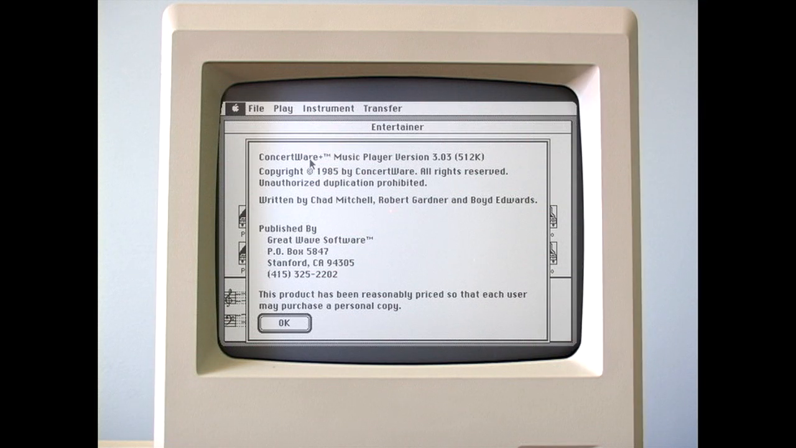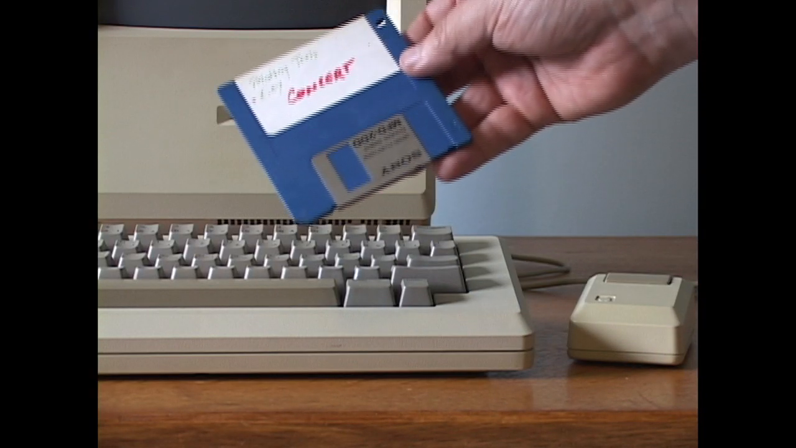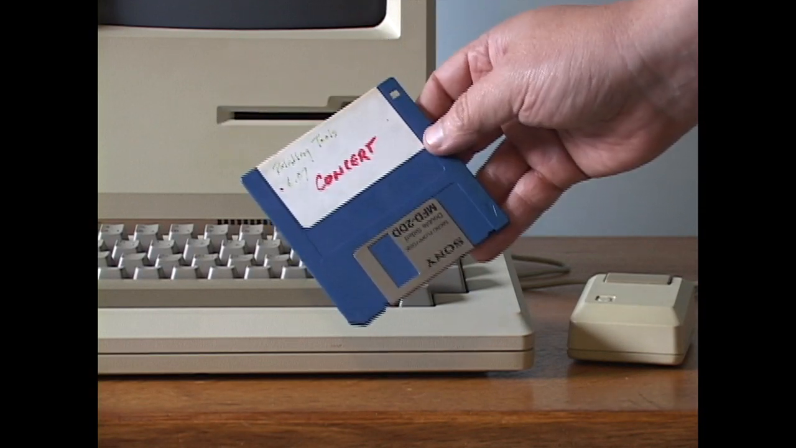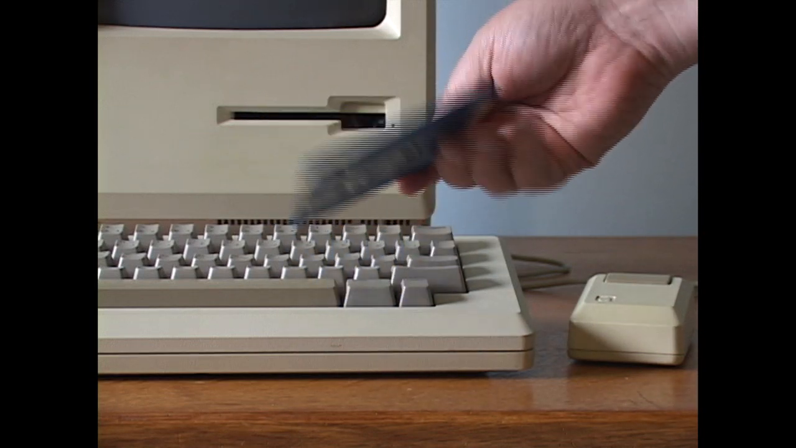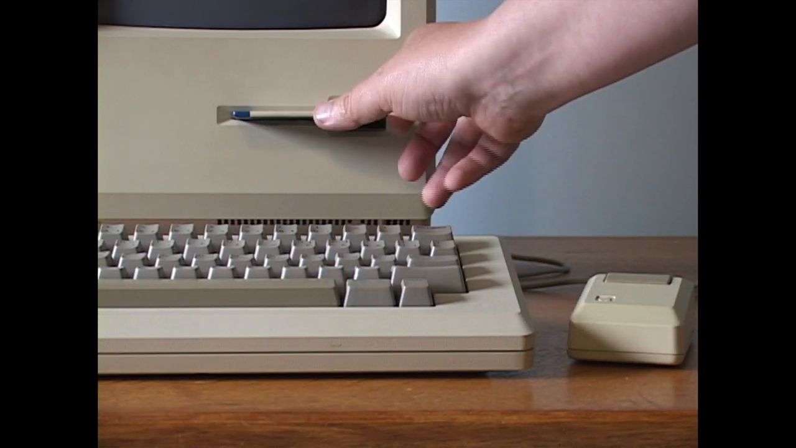Here's 1985's Concert Wear Plus playing my favorite, The Entertainer by Scott Joplin. Now, I pirated this from a rental copy back in 1989, but who cares at this point? Enjoy.